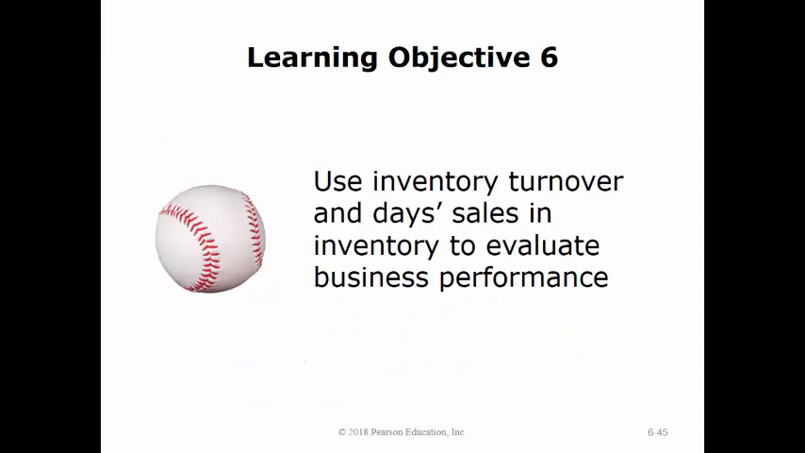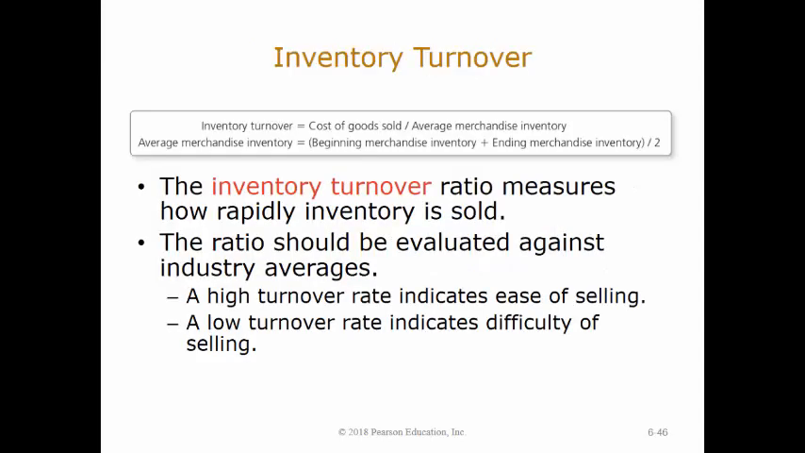In the sixth section, we will use the inventory turnover and days sales in inventory to evaluate business performance. Companies try to manage their inventory levels such that they will have just enough inventory to meet customer demand without investing large amounts of money in inventory sitting on the shelves gathering dust. The inventory turnover ratio measures the number of times a company sells its average level of merchandise inventory during a period. Inventory turnover is equal to cost of goods sold divided by average merchandise inventory.